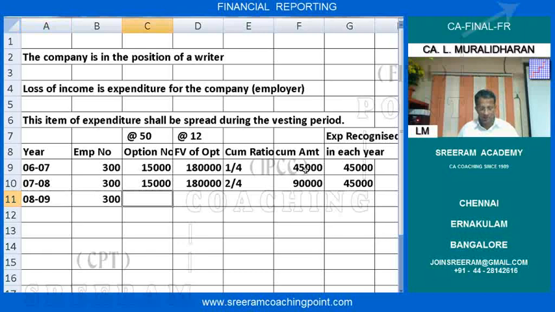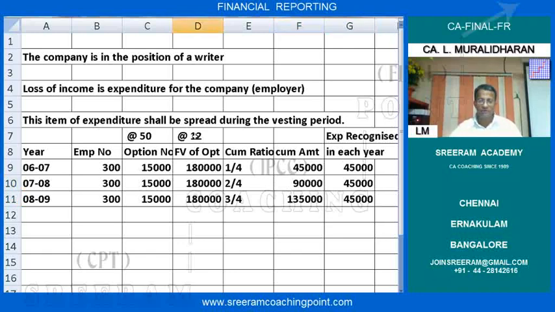Let us proceed for the year 08-09. Same 300, same 15,000, same 1,80,000. In this case, by now it is 3 by 4, and it is 1,80,000 into 3 divided by 4. That comes to 1,35,000, and 45,000 is the amount recognized during that period. How come 45,000? It is 1,35,000 minus 90,000.